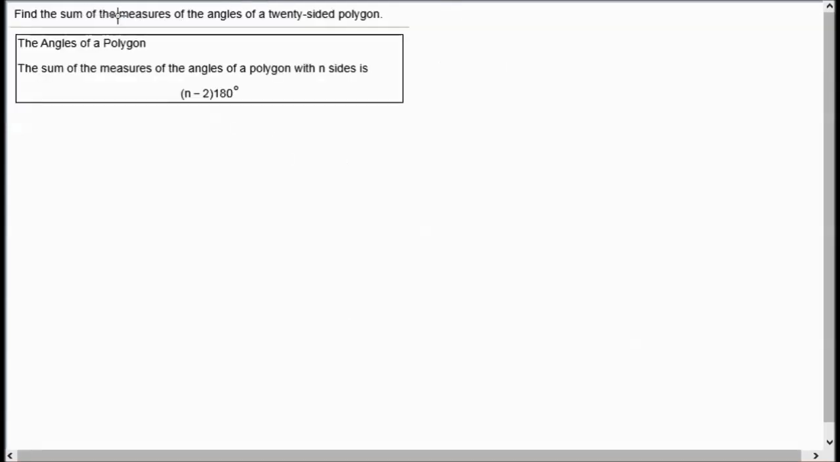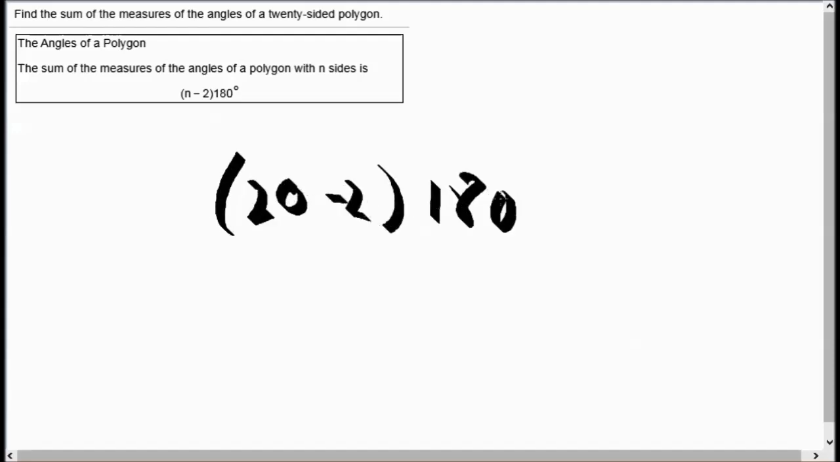Okay, it says to find the sum of the measures of the angles of a 20-sided polygon. Sorry about that. Basically, just put 20 in for n, so the formula tells you right there that it's going to be 20 minus 2 times 180. And whatever that turns out to be is going to be our answer. So I ended up with 3,240 degrees.